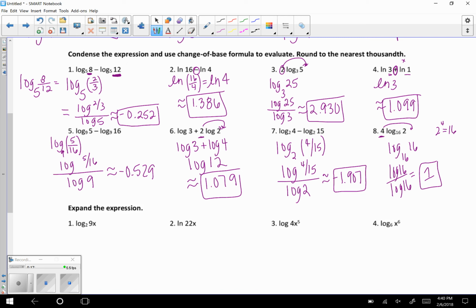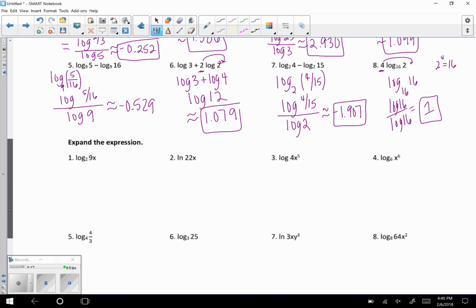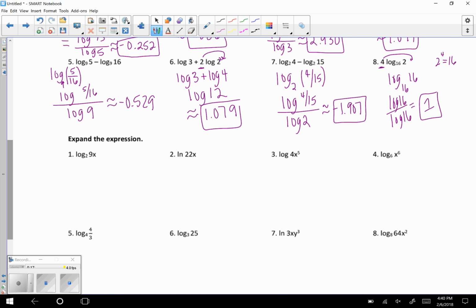So at this time, if you need the video to be paused so you can check these, raise your hand and you guys can pause the video. Otherwise, we're going to keep going. So the bottom section, expand. Okay, so expand means make it bigger, make it more than one logarithm.